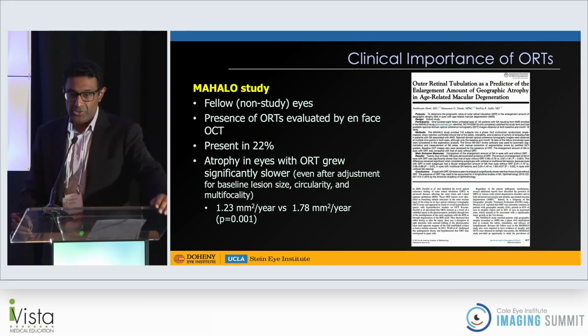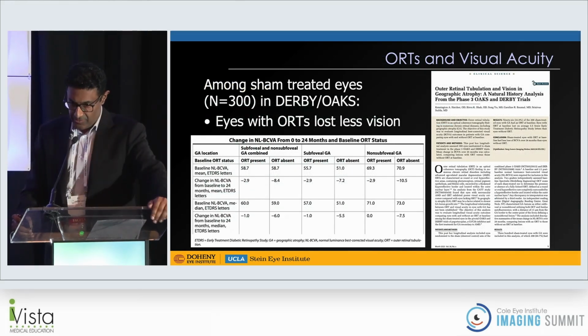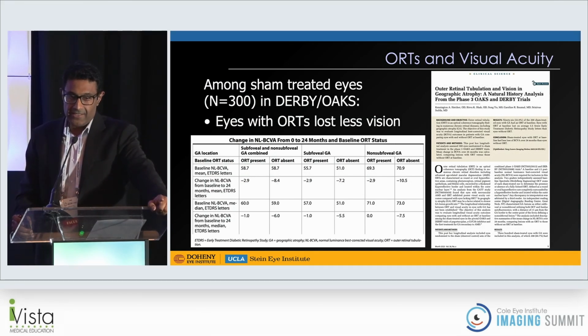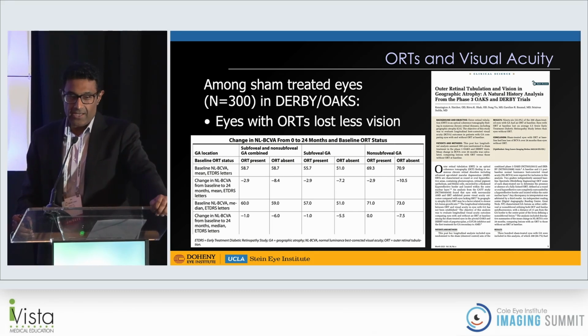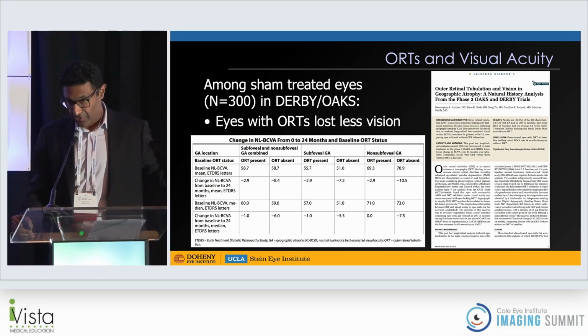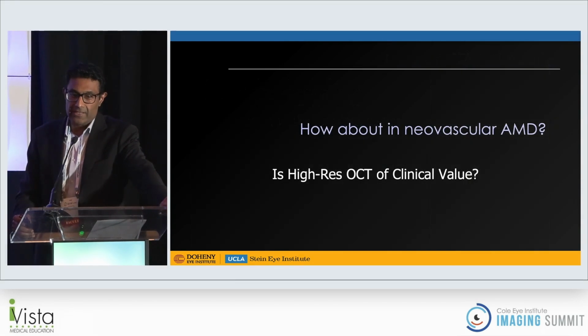We had previously published that if you have a GA lesion that has outer retinal tubulations, they tend to grow slower. I know that Kensington Escher was in the audience, but he led this nice study using data from Derby and Oaks, where again, it was interesting that these outer retinal tubulations have clinical impact. In this case, not only slower growth, but actually less vision lost. So it's not a trivial thing to recognize these findings.